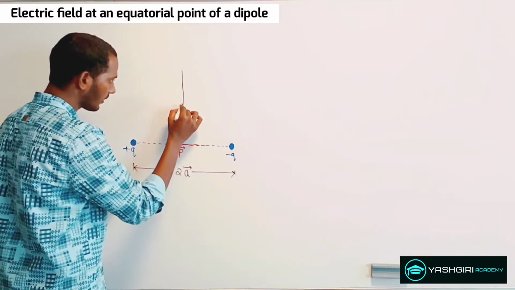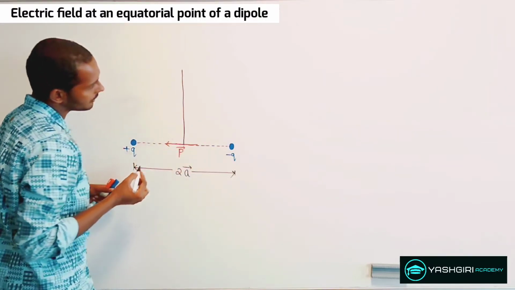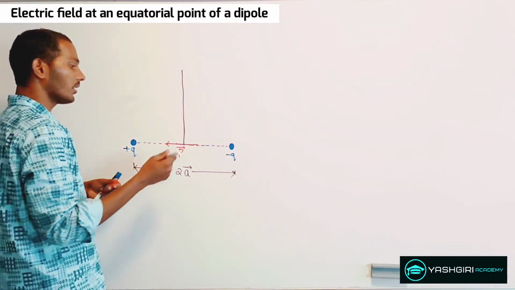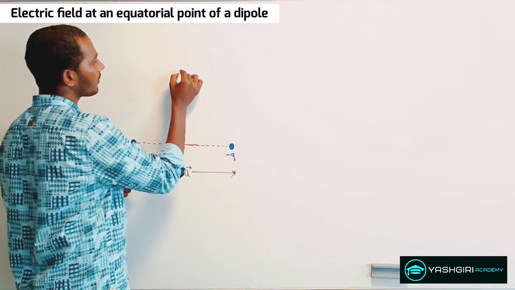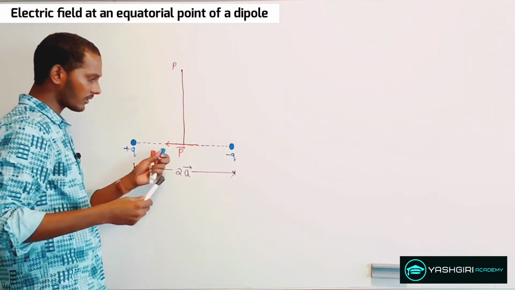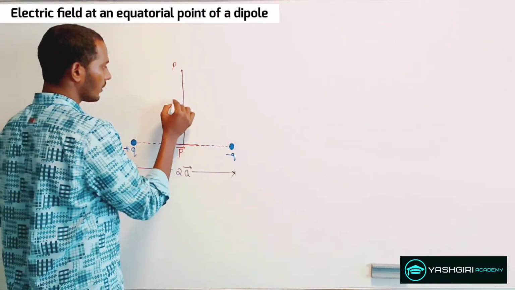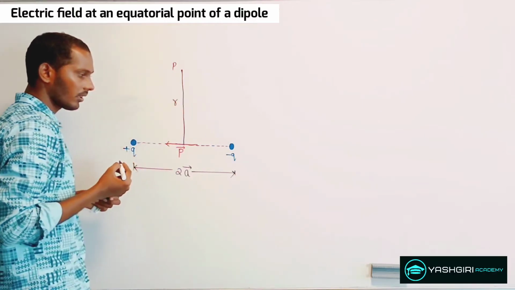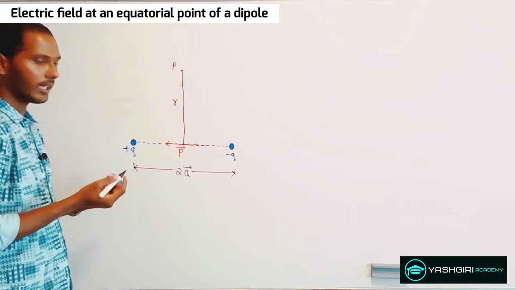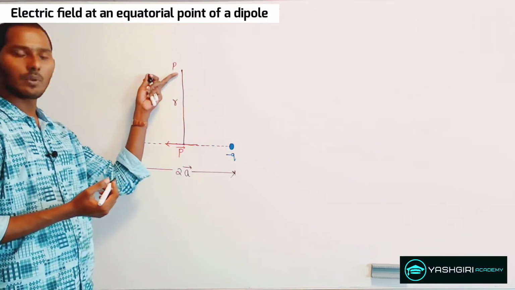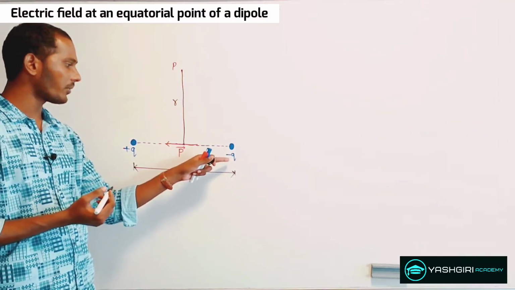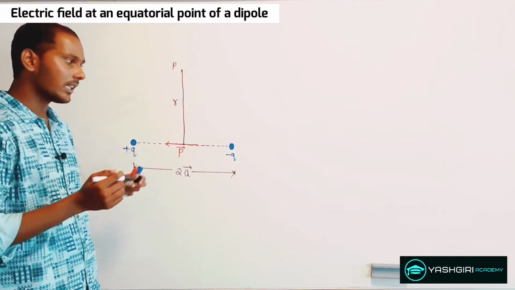So let this be the equatorial line, and let me choose a point P on this equatorial line. Let the point P be over here at a distance of, say, r from this center O. So let this be the distance r. This is the center over here. Again, to get the net electric field at this point P, we need to calculate the individual electric fields contributed by these charges and then add them up.